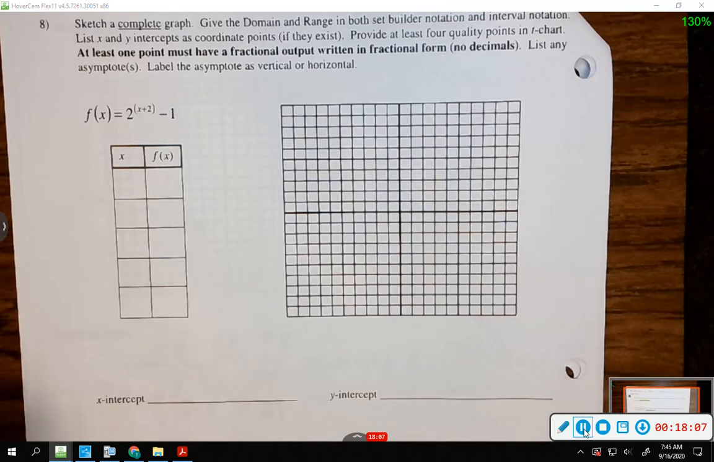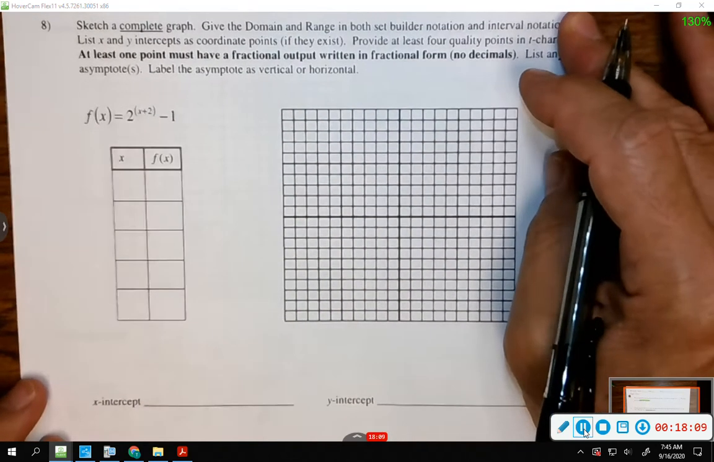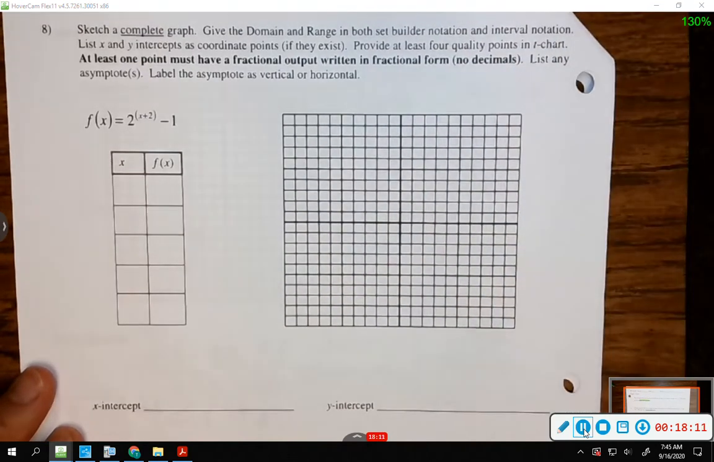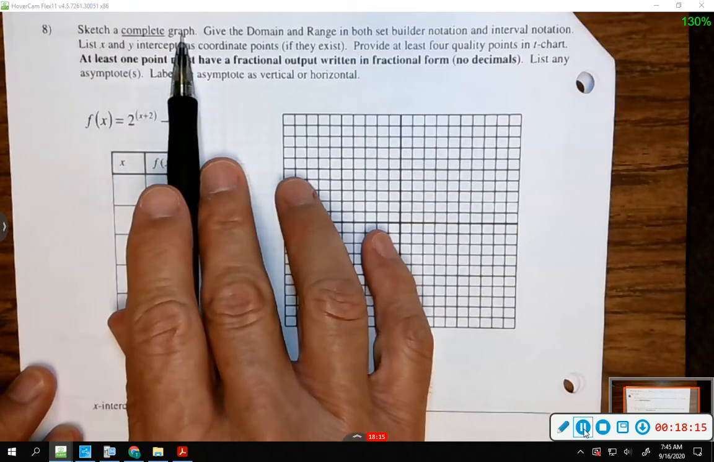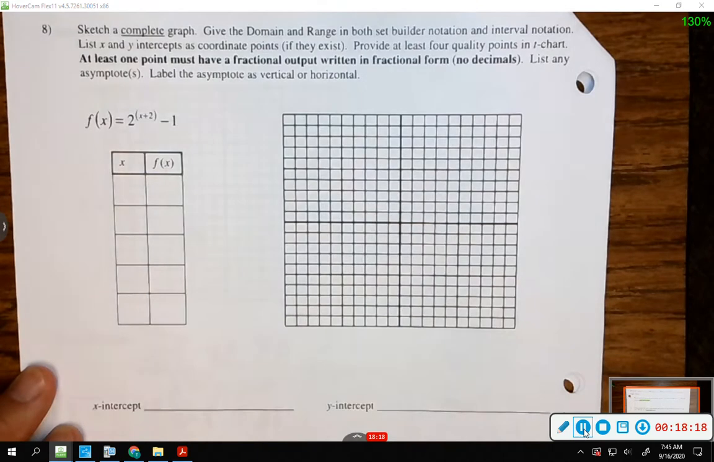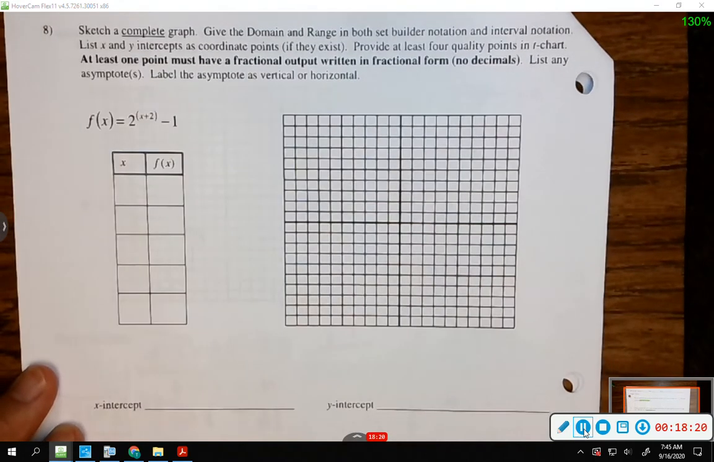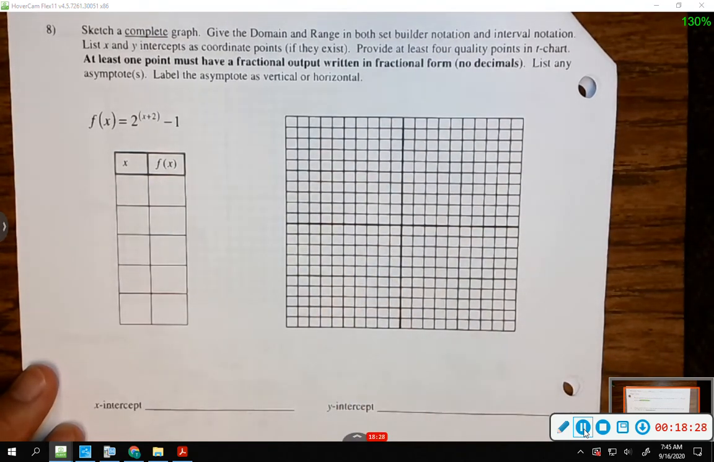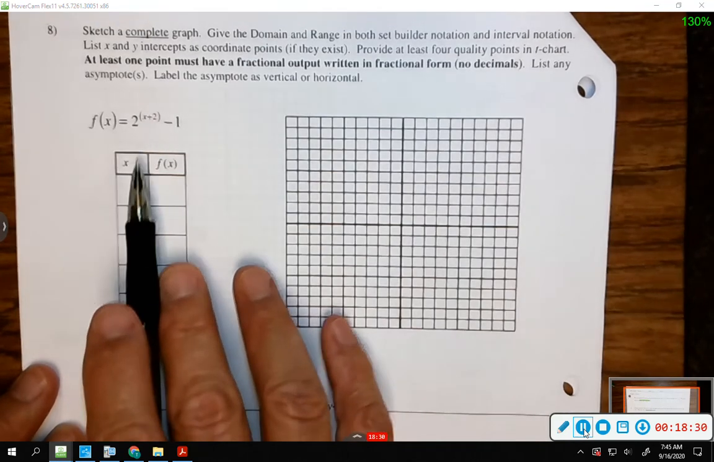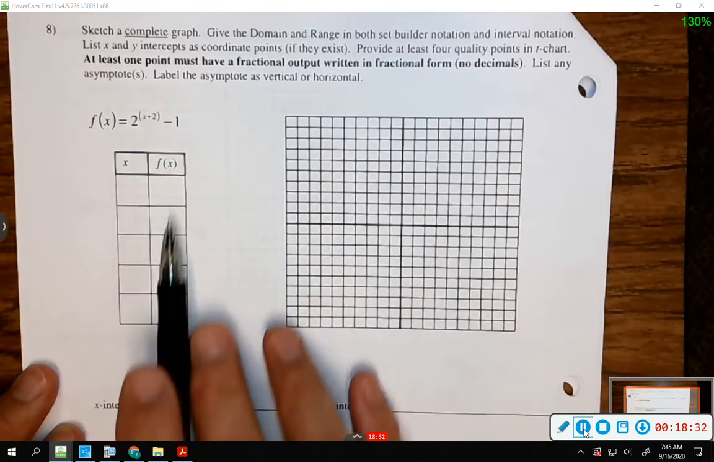The next two graphs often create some problems for students. Let's read it carefully. Sketch a complete graph. Give the domain and range in both set builder notation and interval notation, same directions. List x and y intercepts as coordinate points, same as before. List at least 4 quality points in the t-chart, so we know we have to do that. At least one point must have a fractional output. So we are inputting for x here, and at least one has to be a fraction.